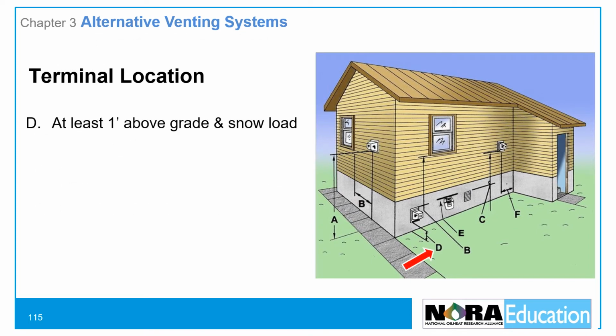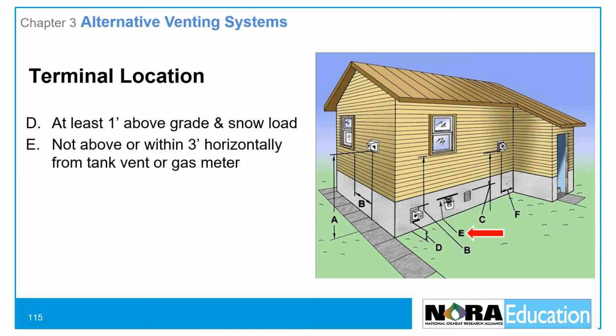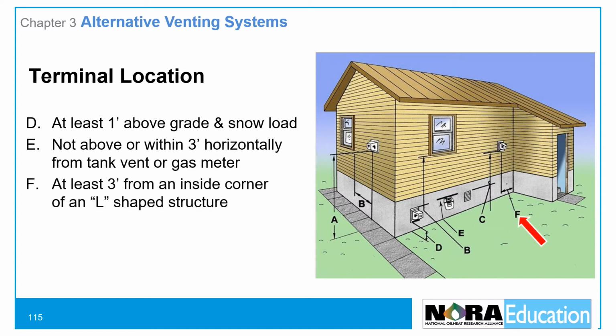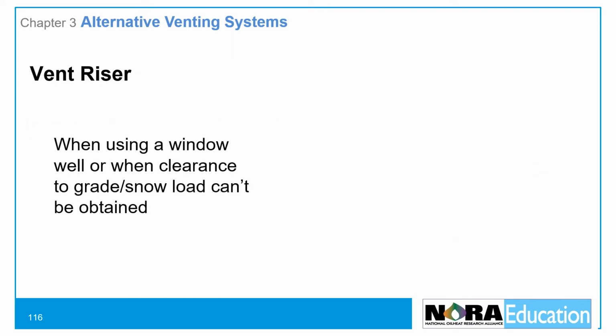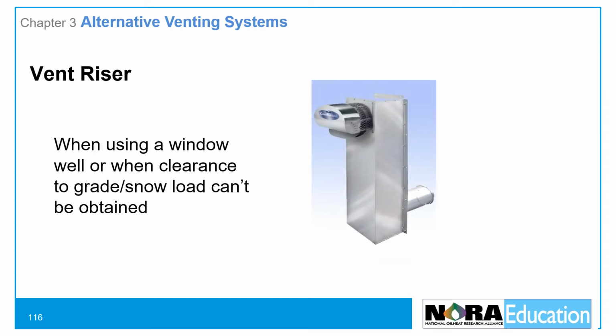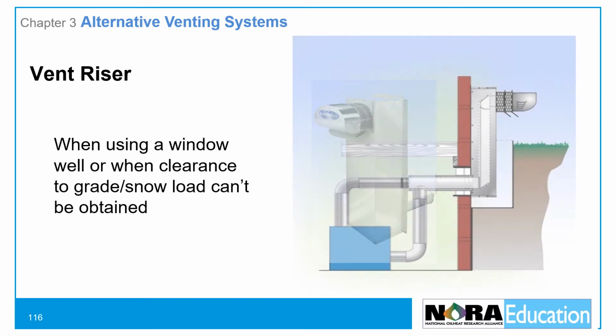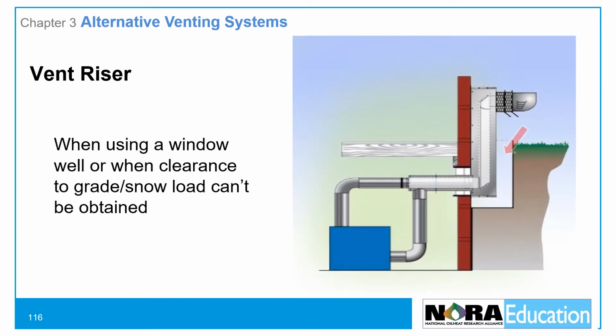The bottom of the terminal must be at least 1 foot above finished grade or the anticipated snow load. It must not be mounted directly above or within 3 feet horizontally from an oil tank vent or gas meter. And it must be at least 3 feet from the inside corner of an L-shaped structure. Vent risers are available for basement installations where a window well is used, or in a situation where the vent terminal cannot be mounted to maintain the minimum clearance above grade or the anticipated snow load.